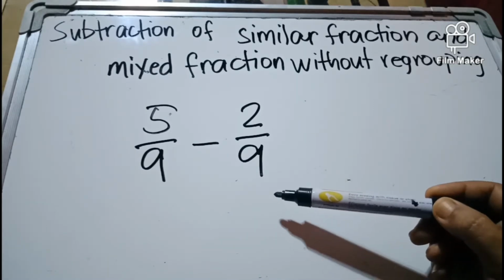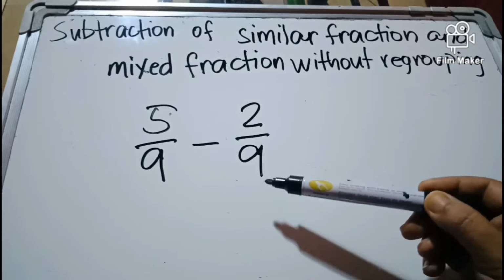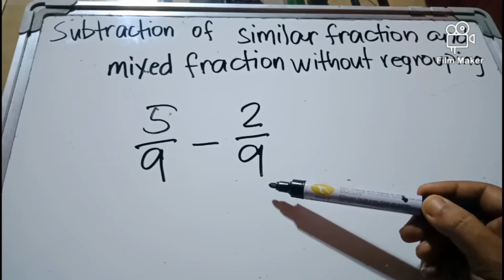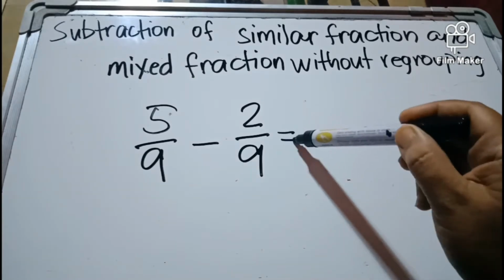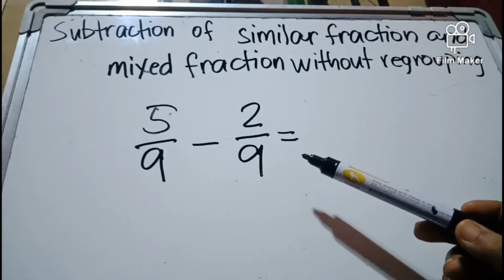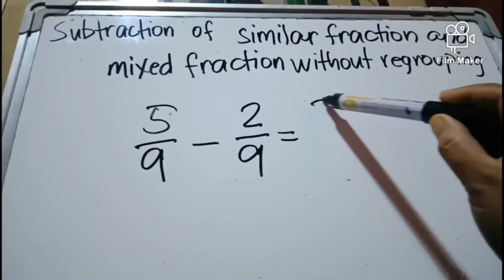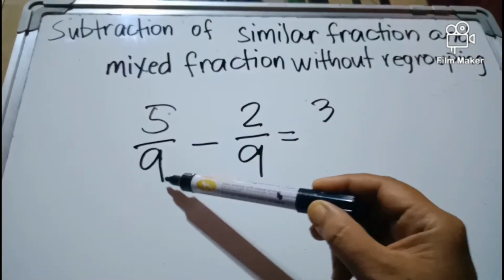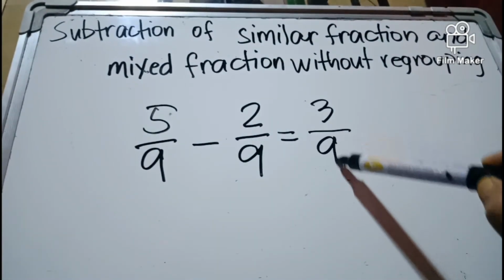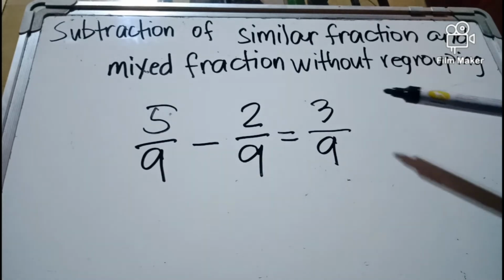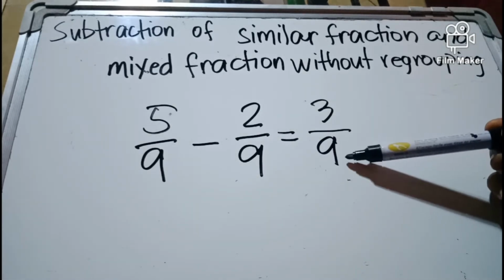Kapag ang fraction natin ay similar, madali tayong makapag-subtract. So, simple lamang ito. I-subtract lang natin yung numerator. 5 minus 2 equals 3. And copy the denominator 9. So, we now have 3/9.